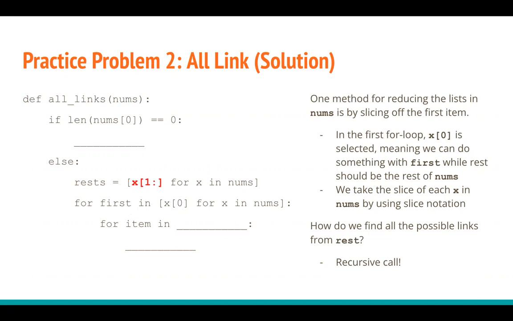So how can we find all the possible links from rest? Well, we can make a recursive call. At this point, we should be thinking about how we're putting everything back together, because we're basically building up these linked lists until we get all the valid combinations that we want.